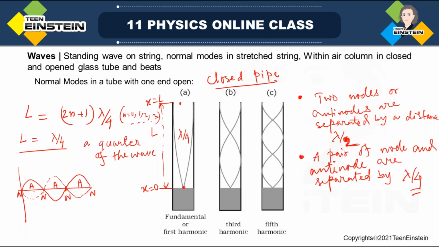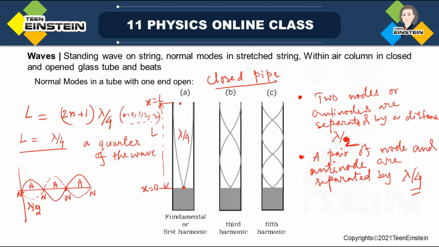So when you have two nodes, leave the first point or starting point. If you have two nodes and two antinodes, that constitutes a complete wave. So this is actually a half of the wave. In between two nodes, this is lambda by 2. That you can understand.